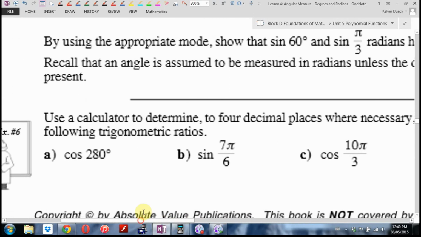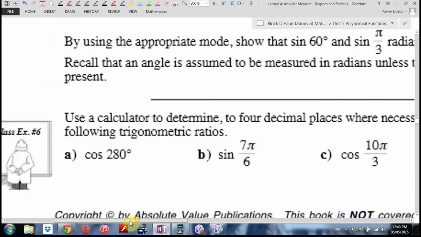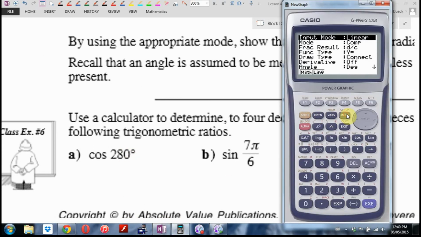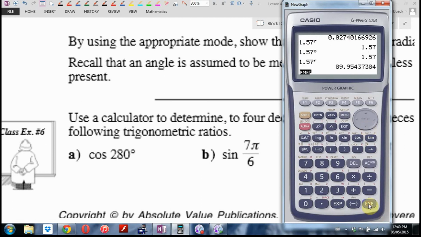So, you ready? Let's start doing some trig. Let's get triggy with it. Degrees, so go shift, setup, make sure you're in degrees. I am now. And I'm going to go cos 280. What is the cosine of 280 degrees?